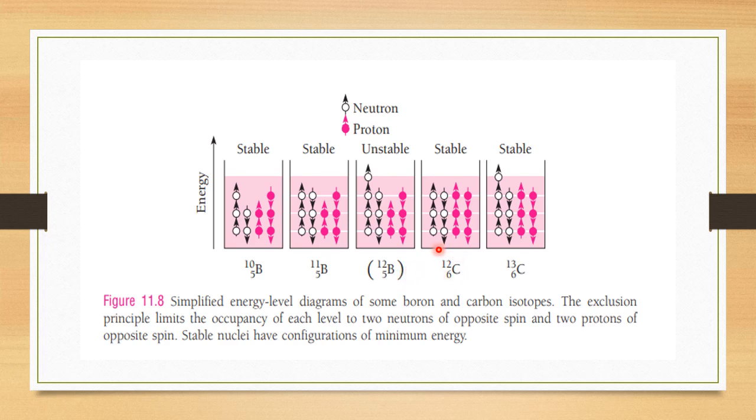So you can see carbon 6, 12 is fully filled, stable. Here too, carbon 6, 13, this too is stable. Okay, this is how the protons and neutrons fill in each level, obeying the exclusion principle.